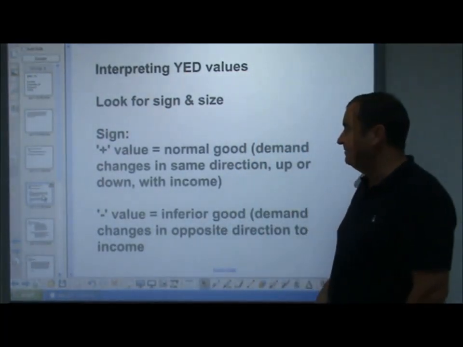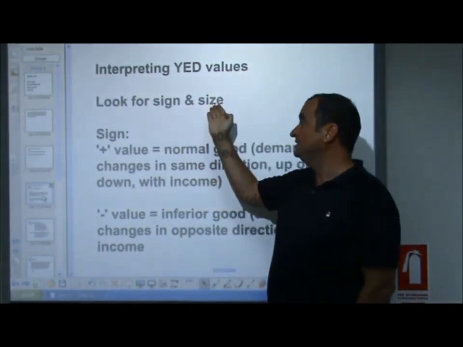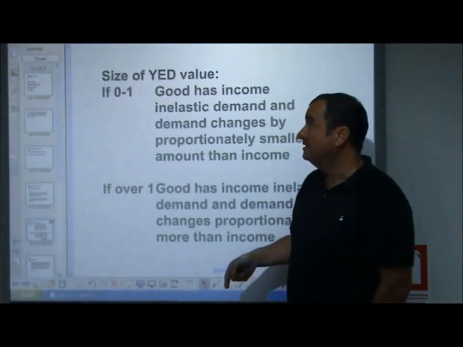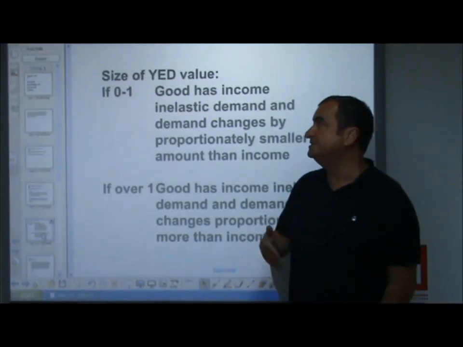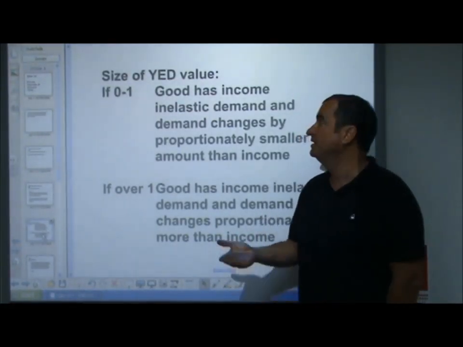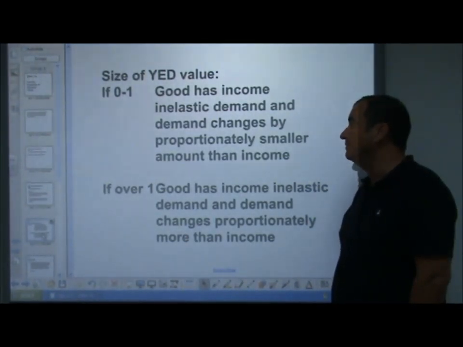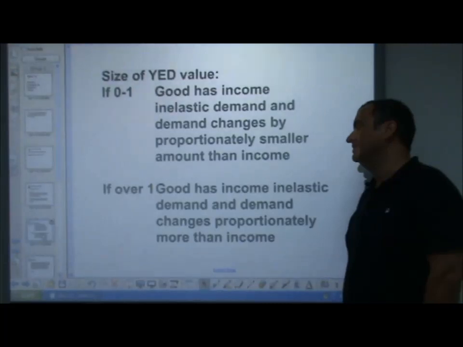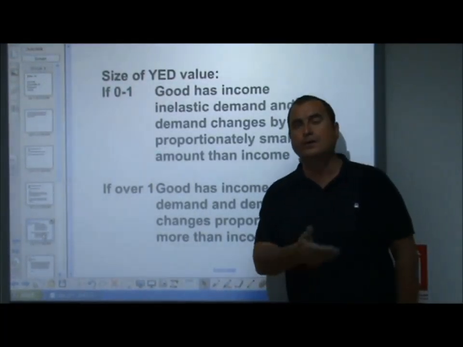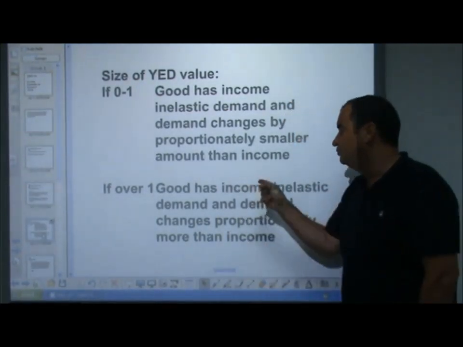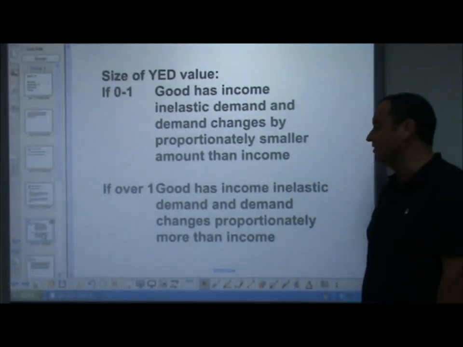Right, so moving on, we've looked at the sign, but we also need to look at size. If, and this is completely separate to the sign, the size lies between 0 and 1, or 0 and minus 1, we say the good has income inelastic demand, and demand changes by proportionately smaller amount than income. If the answer of YED comes out as more than 1, or minus 1, we say the good has income elastic demand, and demand changes proportionately more than income.